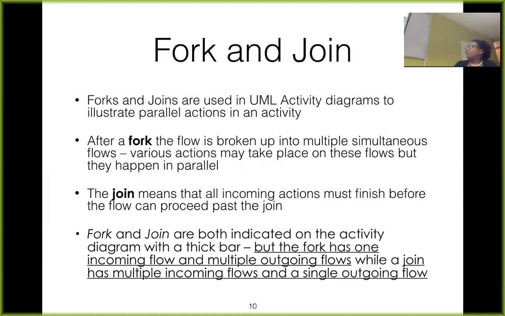All right, so let's go through it. Forks and joins are used in UML activity diagrams to illustrate parallel actions in an activity. Remember that activity diagrams are used to express things almost at a business modeling level. You really just want to say at a very high level what the system should accomplish. You're not talking about code, objects, or anything too technical or low level.